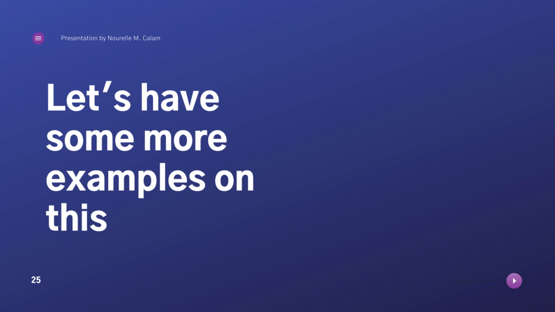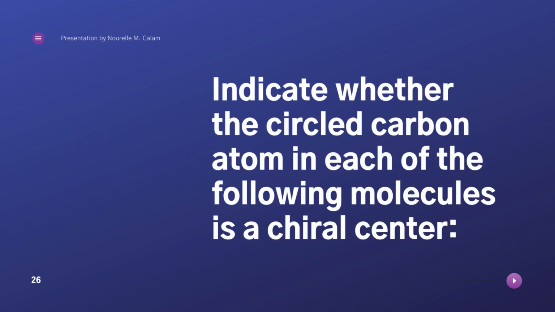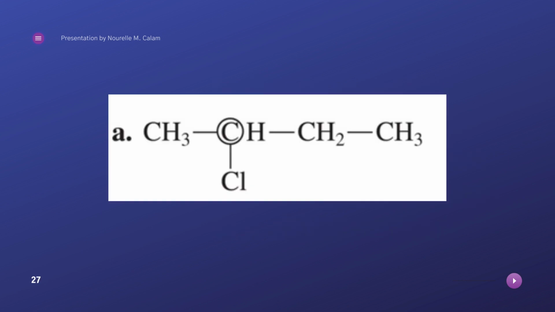Now, to give you more exercises on how to identify whether carbon atoms are chiral or not, let's have some more examples on this. So I want you to indicate whether the circled carbon atom in each of the following molecules is a chiral center. Okay, let's try this first one.